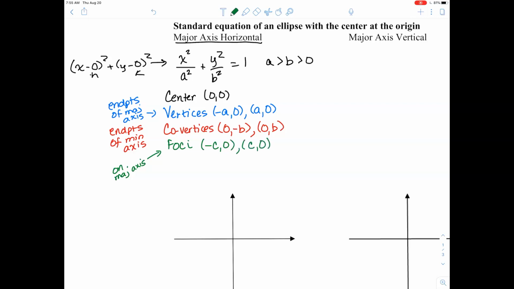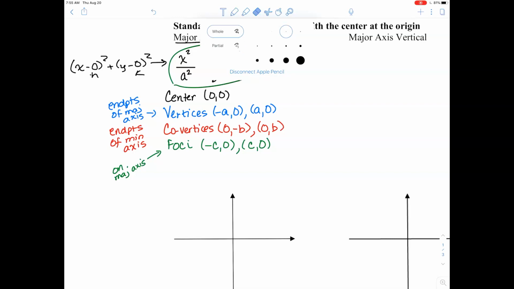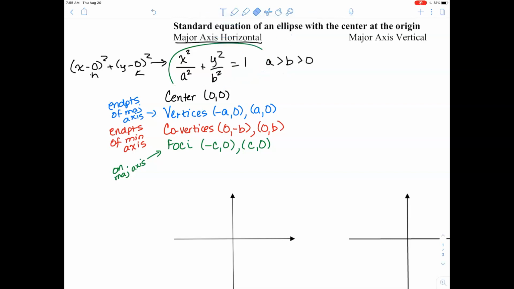Now, if you look at this equation up here, there's no C in the equation, so let me tell you how you're going to find it. To find C, we're going to use this equation: C squared equals A squared minus B squared. And that'll help us to identify C.